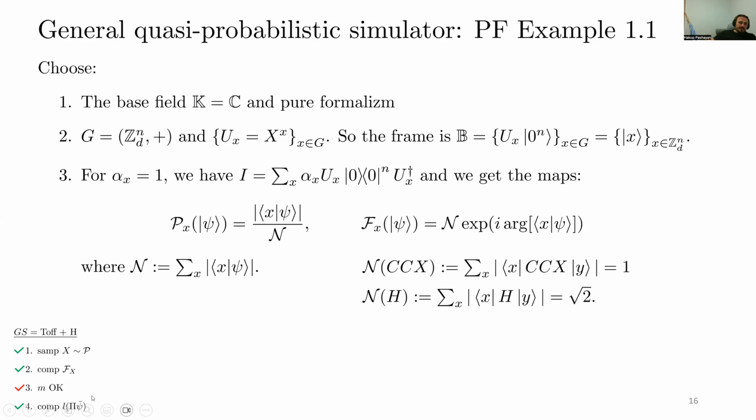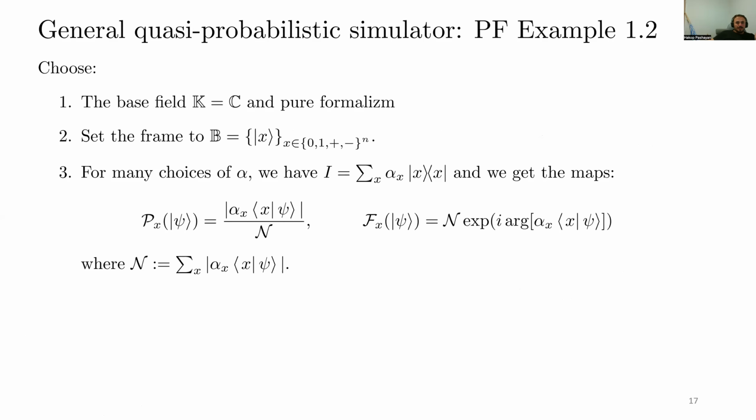And you can compute the Born probability, like taking these lengths over the average. That's efficiently doable. So that's this first example. The second example is a little bit more interesting, I think. So here we take the frame to be the set of all strings of 0, 1, plus and minus. So it's like a tensor product of Z eigenstates and X eigenstates.